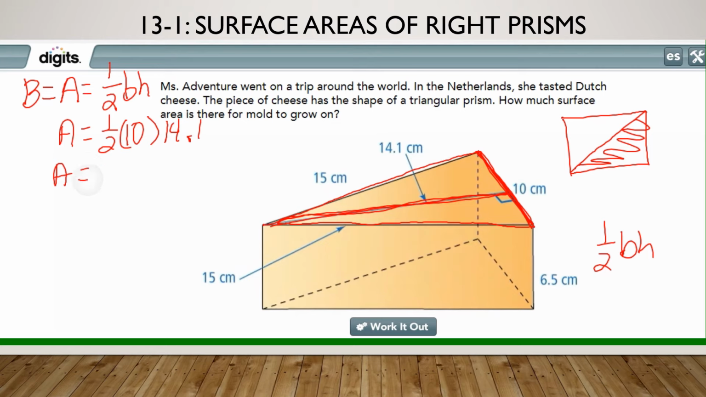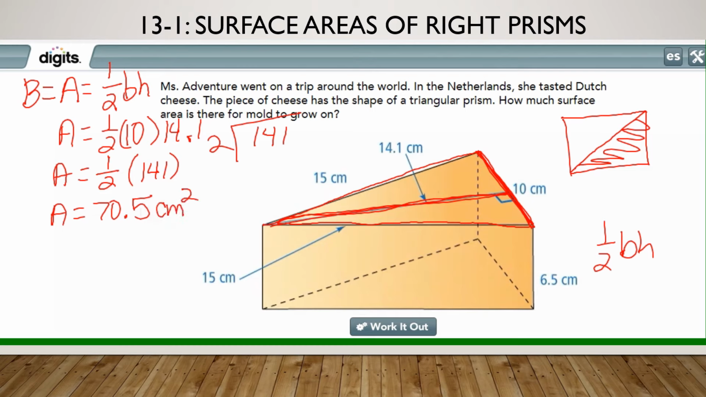Now you can go ahead and multiply this however you want to. I am going to do 10 times 14 1/10. And I know that is 141. Now I'm just going to get half of 141. You can do standalone division, and it will look like 141 divided by 2. So that will be 70 5/10. And I know that's centimeters squared because we're talking about area.